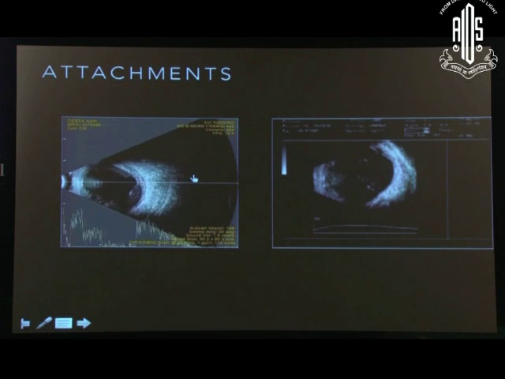Coming to the attachments, here you see the posterior hyaloid attached to the optic disc. And you see all the echoes are behind the posterior hyaloid. This is low reflective subhyaloid blood, and the posterior hyaloid in this case does not move so freely.